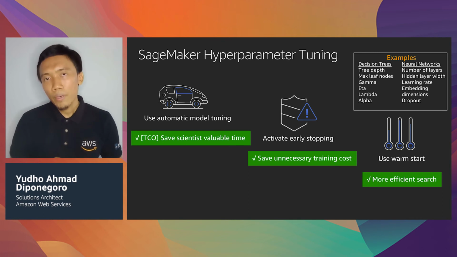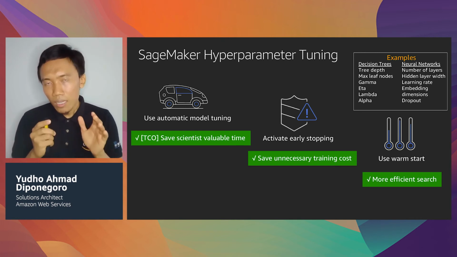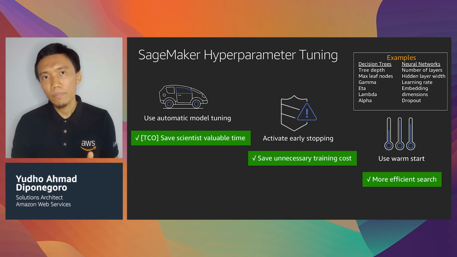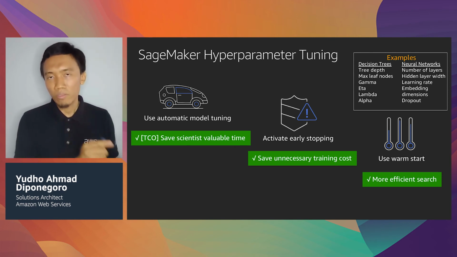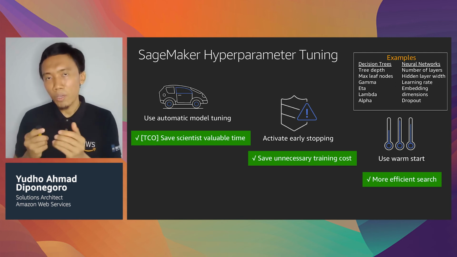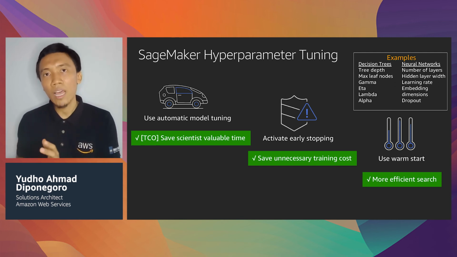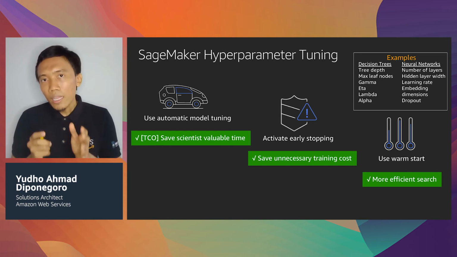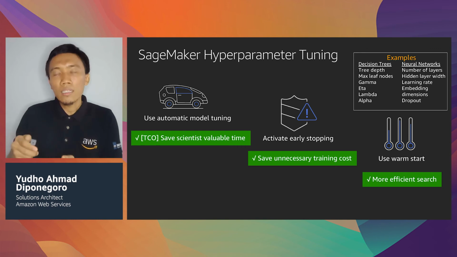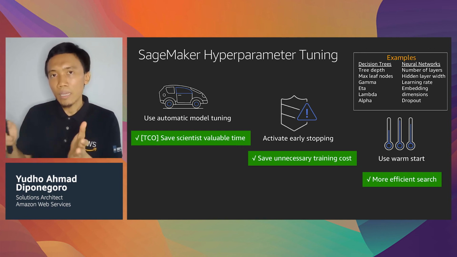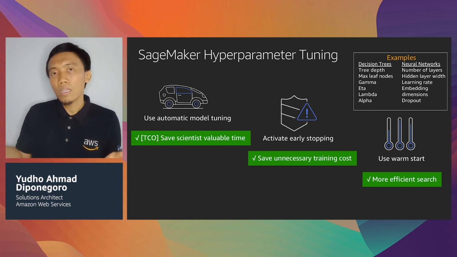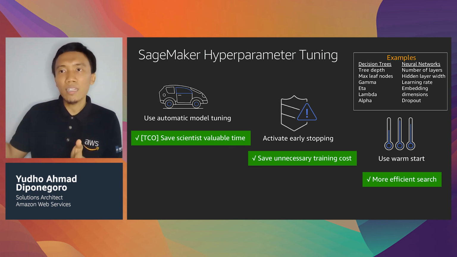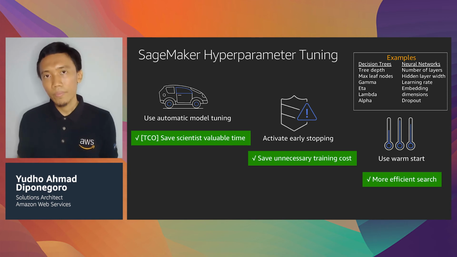Using SageMaker Hyperparameter Tuning, you can save on the total cost of ownership by allowing your data science team to focus on what really matters to them and leave things that can be automated to the automated hyperparameter tuning job. And it also supports early stopping so that when a training doesn't perform well for the initial epochs, it will stop the training before it gives you unnecessary cost of extending the training into more epochs.